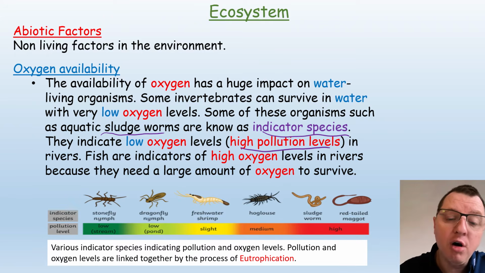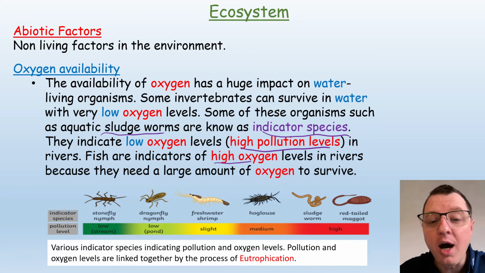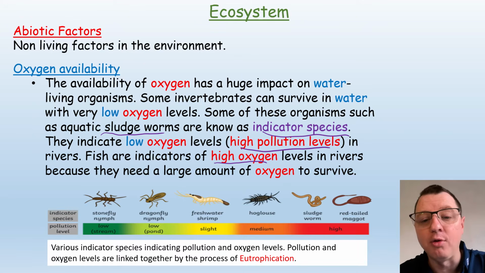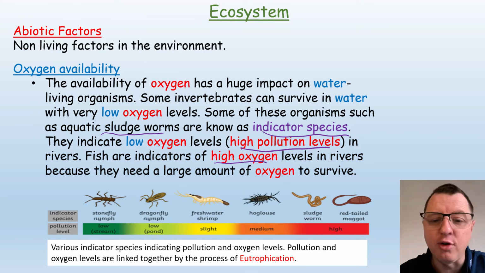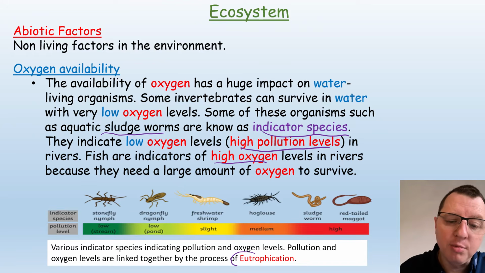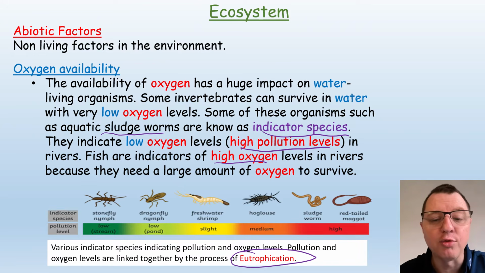Fish are the opposite scale. They are high oxygen level organisms. They need a lot of oxygen in order to live. So they indicate that a river is healthy if you're finding a lot of fish in there, because it's indicating to scientists that there is a high oxygen level and a low pollution level. So we can use these organisms as indicator species, and this is linked into the process of eutrophication that you'll study in Unit B18.